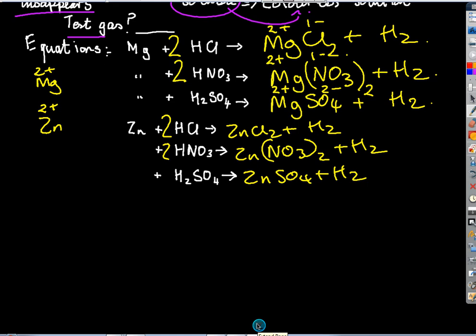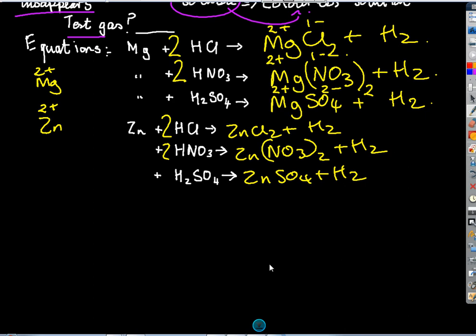So those are all your equations. You need to be able to write them all. I've only written the balanced symbol equations there. I haven't bothered with word equations. I'm assuming that word equations are well beyond you now, and you can do those very easily. So that's your general reactions of metals with an acid. And we'll have a look at a metal with an acid here before we go any further.